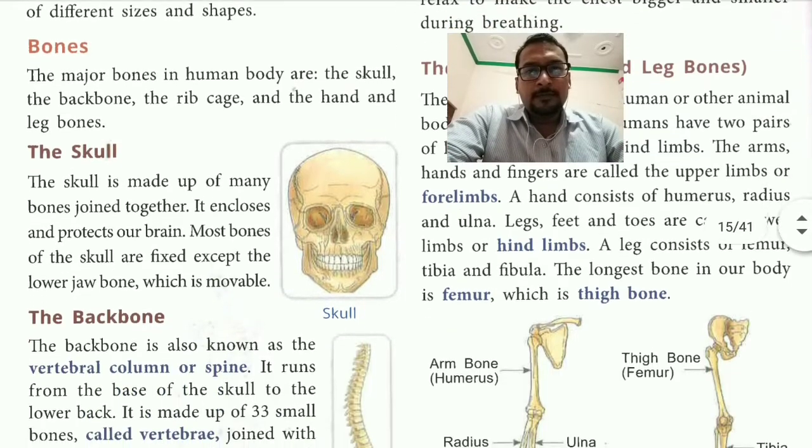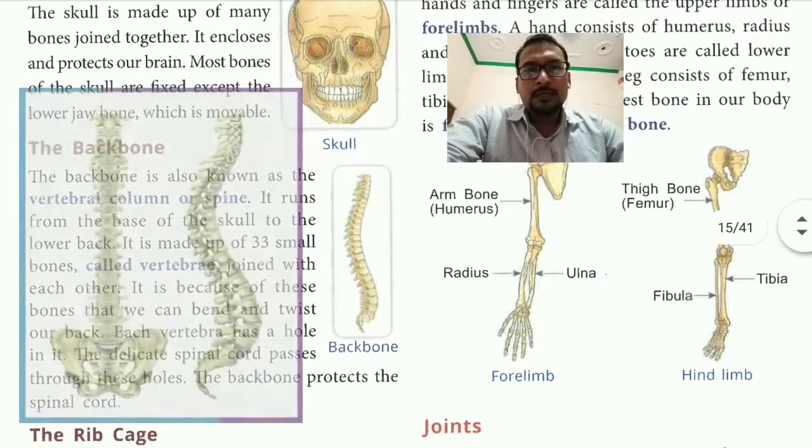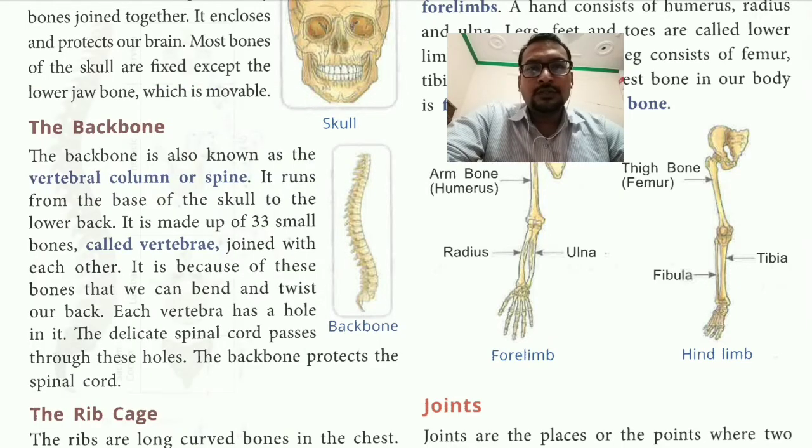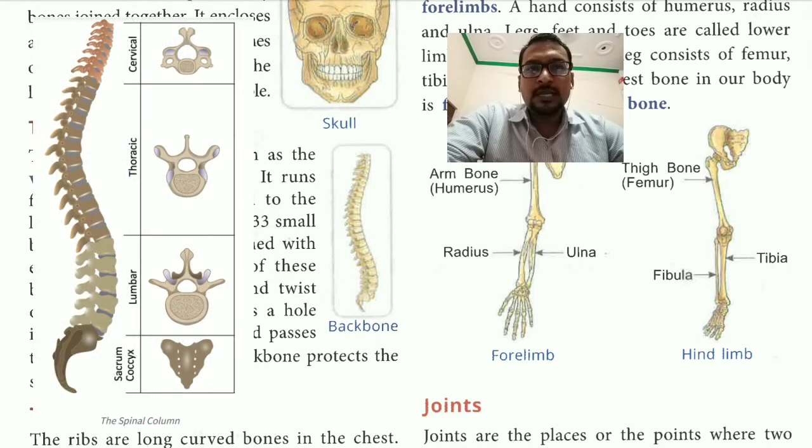Then we have the backbone. The backbone is also known as the vertebral column or spine. It runs from the base of the skull to the lower back. It is made up of 33 small bones. What are they called? Vertebrae, joined with each other. It is because of these bones that we can bend and twist our back.